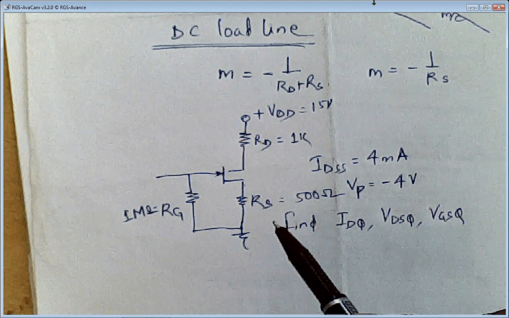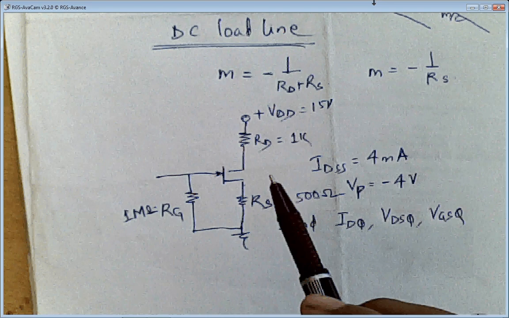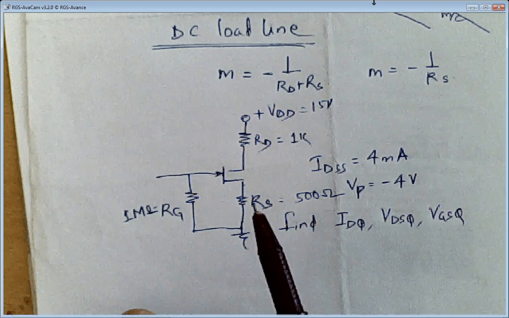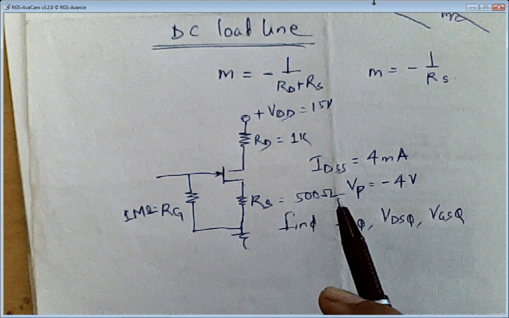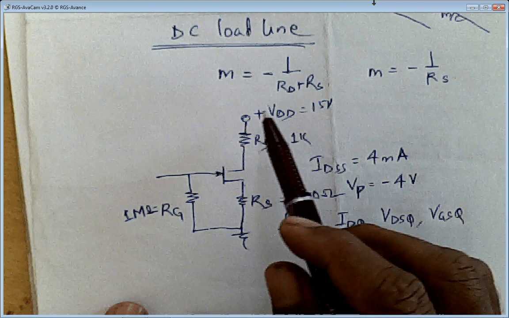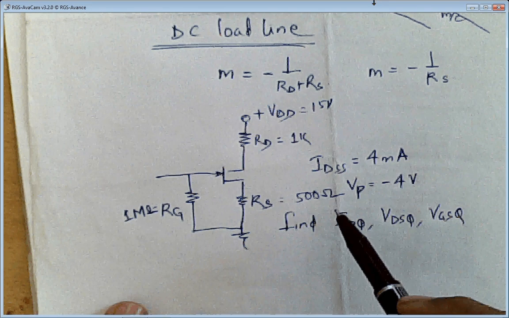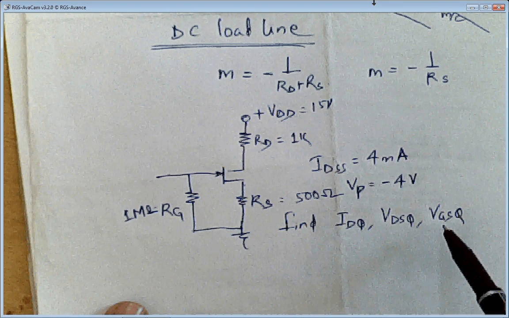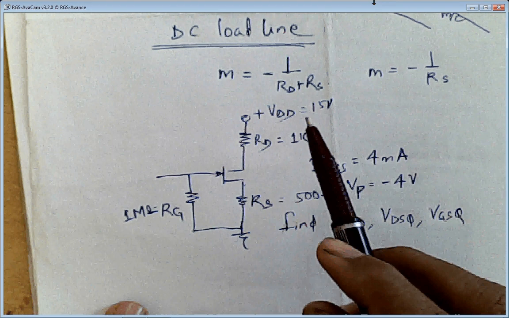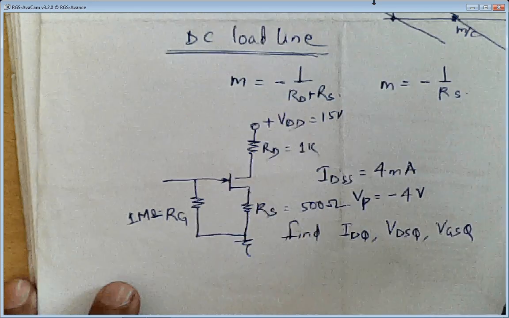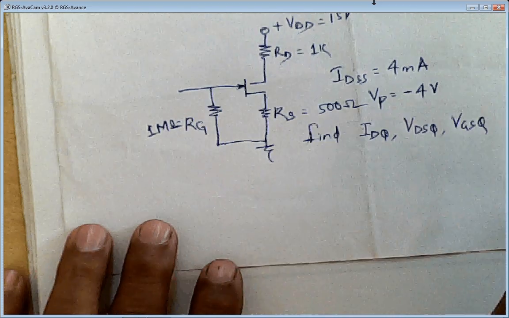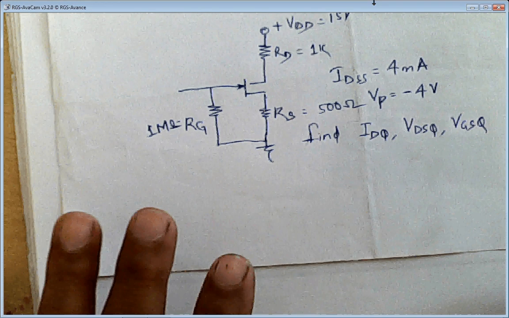So how to solve this? A very simple way to do it. We have two equations, and from those two equations we get three equations. From those, we'll find the values of ID, VDS and VGS for this circuit. I'll show you how to solve that. So two equations are there, I'll make those two equations and then we'll go ahead.